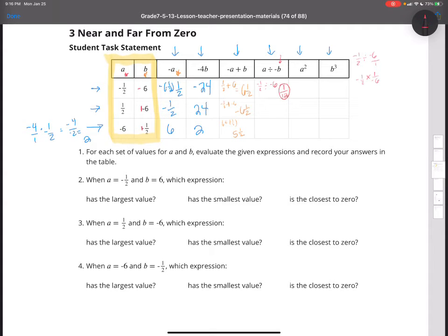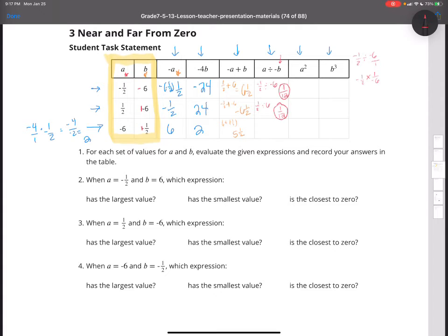All right, for the next one, it has A divided by negative B. So it's going to be 1/2 divided by a positive 6. Now if you look at the first row in the 6th column, the signs are the same. Well, we should get the same answer in this case as well because the signs are the same as well. It's going to be 1/12.